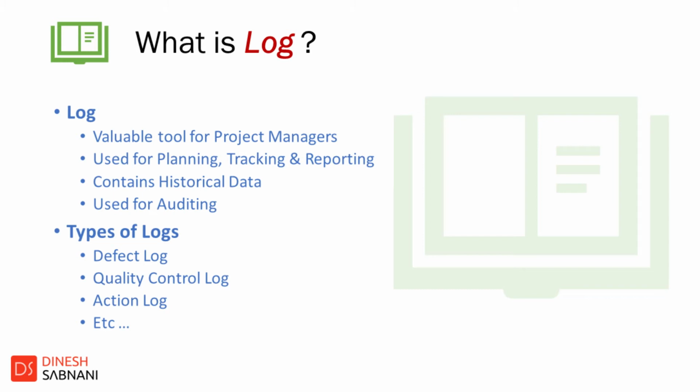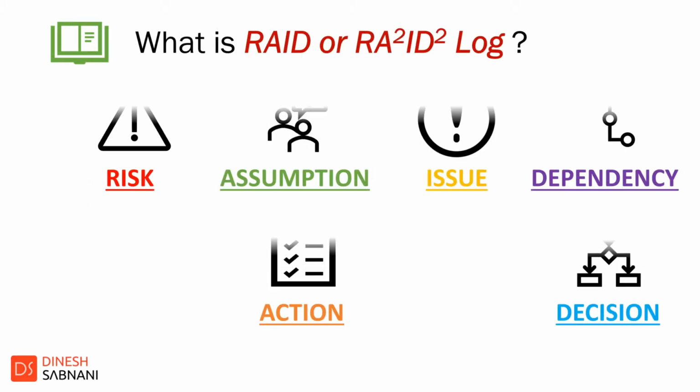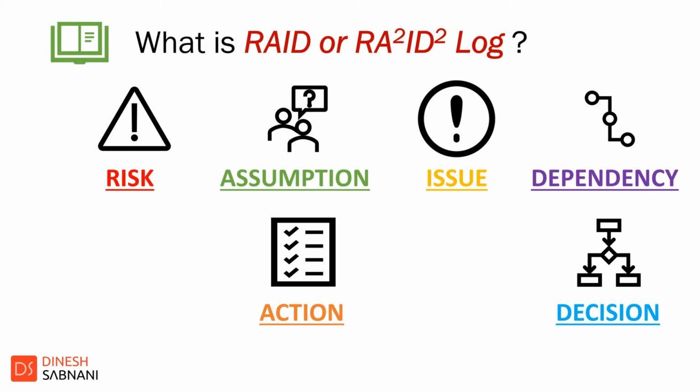And one of the most important logs in project management, which we are going to discuss in this episode, is the RAID log. The RAID log is mainly used to track risks and issues in the project. Issues will always develop during the course of a project. Risks, on the other hand, are issues that have not yet occurred. The RAID log maintains both the risks that you anticipate and the issues that have occurred.